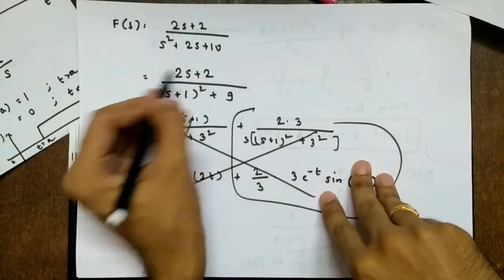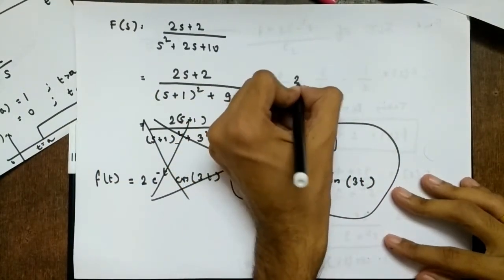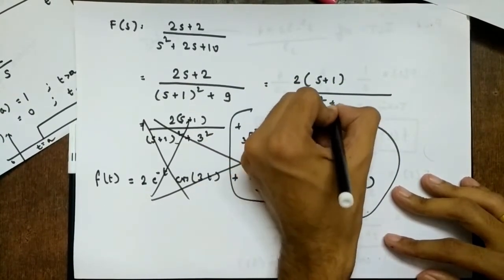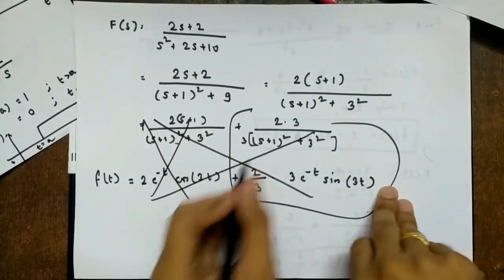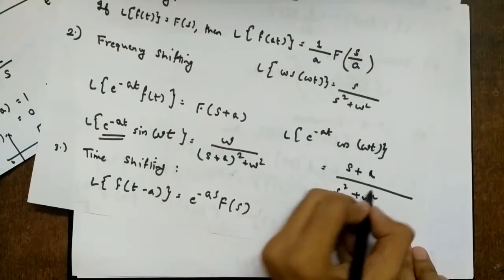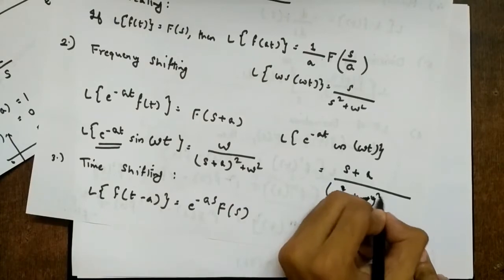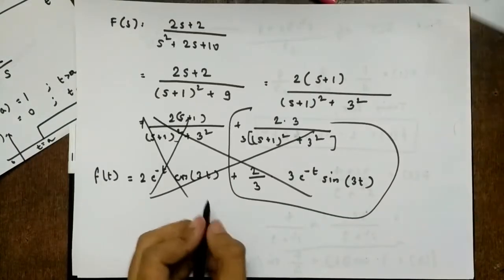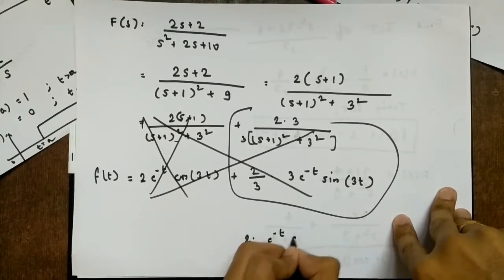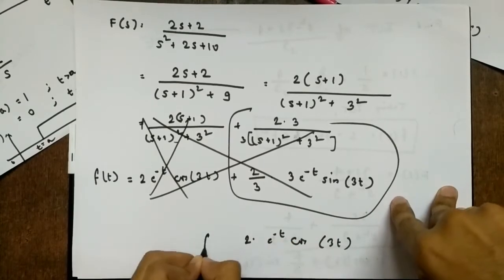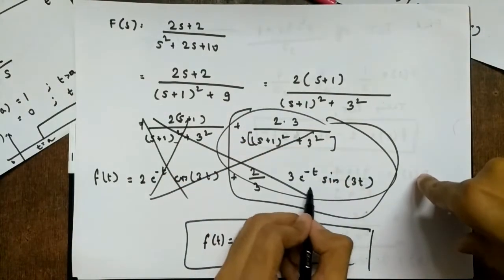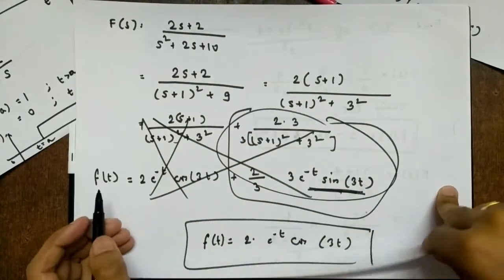You can see here that 2 is common. So this can be written as 2 times (s plus 1) upon (s plus 1) the whole square plus 3 square. Right? So you have (s plus a) upon (s plus a) the whole square plus omega square, so you can write this as 2 into, a is 1, so e raised to minus at will be e raised to minus t cos omega t. Omega is 3. So this is the answer. Okay. So I did this to give you an example of e raised to minus at sin 3t, what we do. Okay.